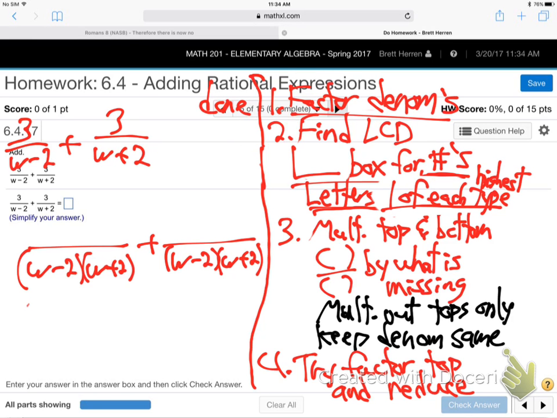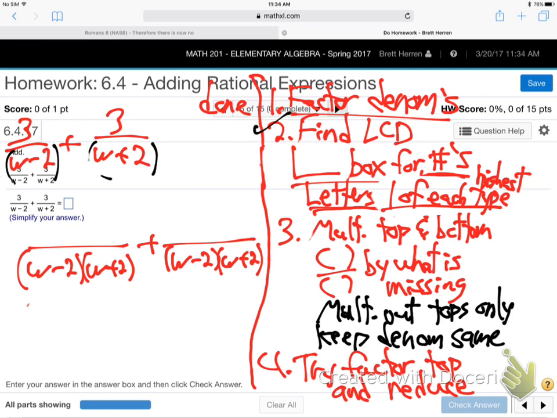If I had out front numbers, like if there had been a 7 out front here and a 4 out front there, then I would have put the 4 and the 7 in a box and worked out the number. But I don't have that. Is everybody clear on that? If you have out front numbers, put them in an L box and find your common denominator number. And if you just have letters or letter packages, take one of each. So I took a W minus 2 and a W plus 2. Good. Now, that's step 2.